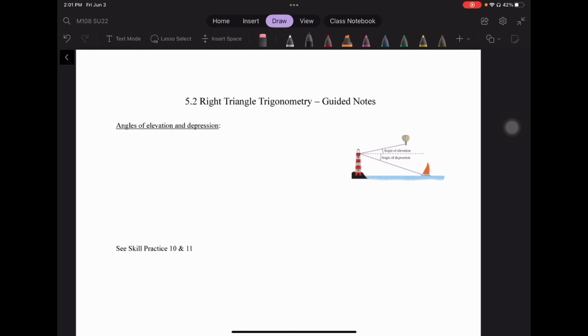Trigonometric functions can be used to solve a lot of problems that are difficult to measure in real life. And angles are often measured relative to some imaginary horizontal line. The angle of elevation is from that horizontal line up, and the angle of depression is from that horizontal line down.